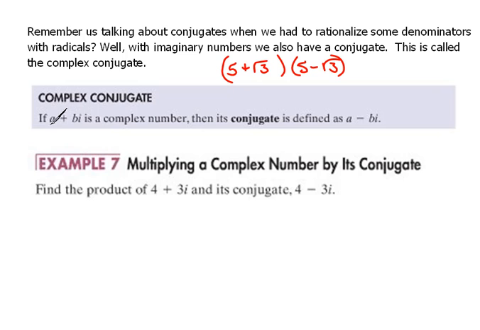If your first imaginary or complex number is a plus bi, then its conjugate would be a minus bi. It's just where the imaginary part changes signs, and that's all. Okay, so here let's look through an example.